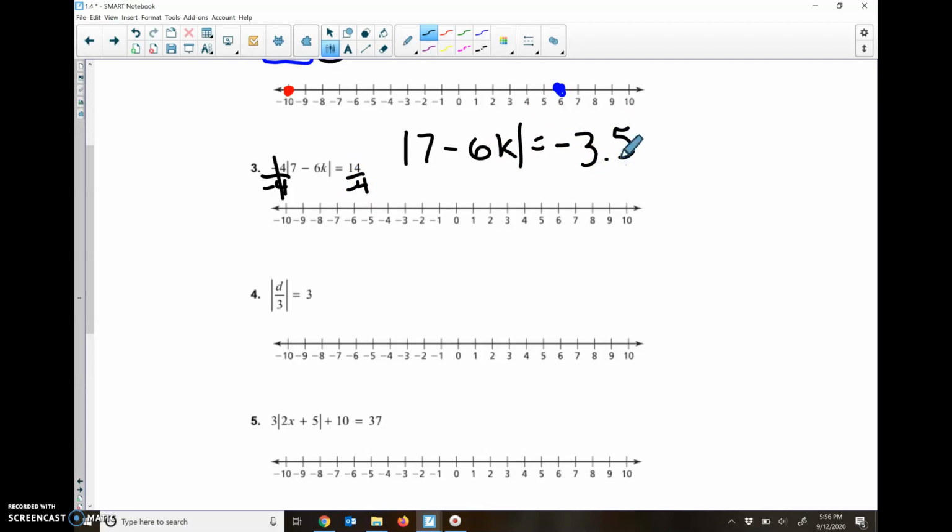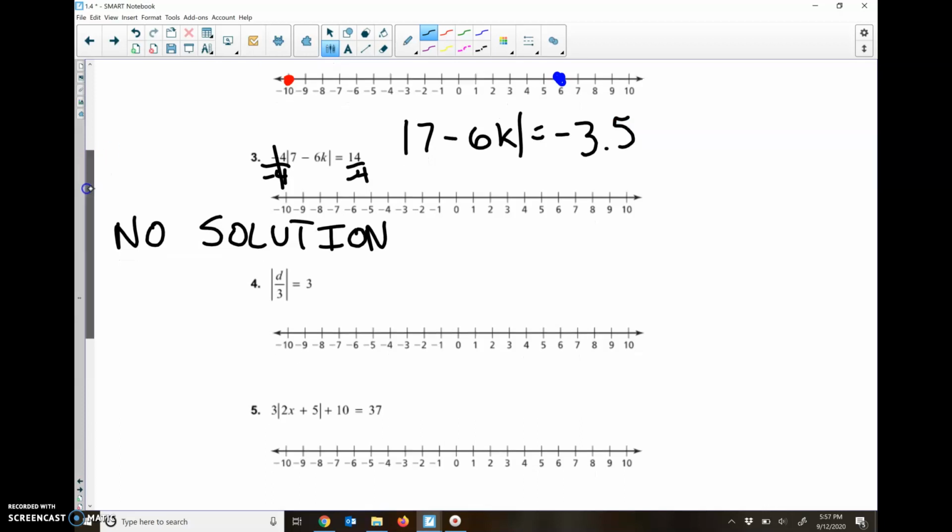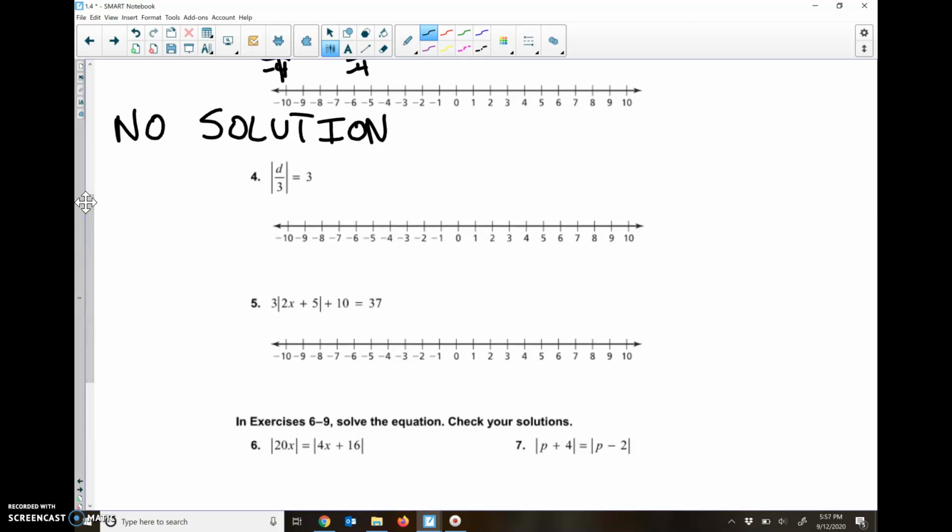Okay? We have an issue here. We have the absolute value of something equaling negative 3.5. That is not possible. Remember, we can't go negative here. So if you ever get to this step where the absolute value is by itself and it equals a negative number, we're done right there. We can't do anything. The absolute value can't be a negative number because the distance can't be negative.